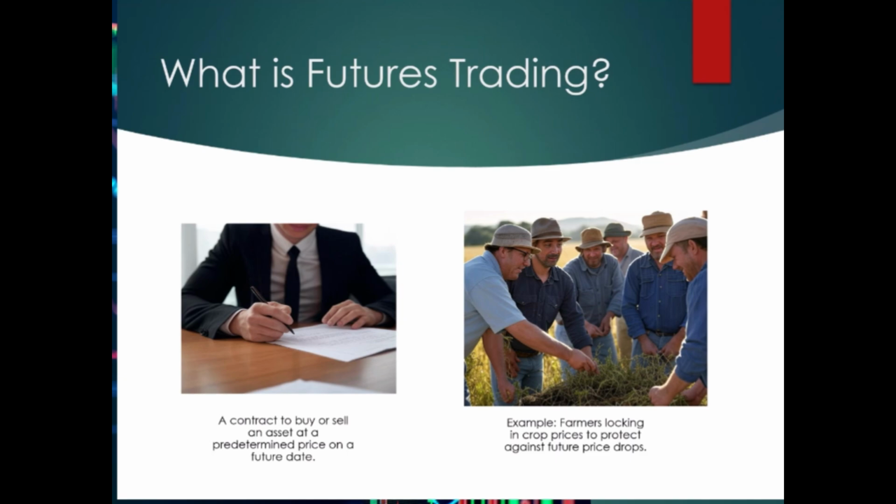Contracts exist for all sorts of things. They're also for commodities like oil, gold, wheat, and coffee, and also financial instruments like stock indices, interest rates, and currencies. The cool part is that these contracts are standardized and traded on official exchanges like the Chicago Mercantile Exchange, the CME. This means they follow specific rules and can be traded by anyone with access.